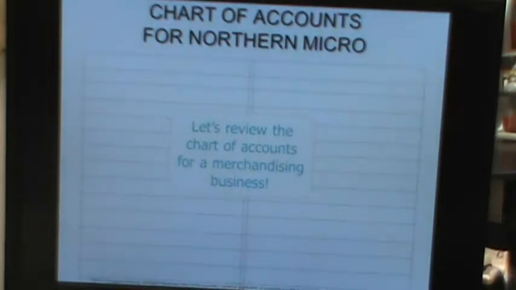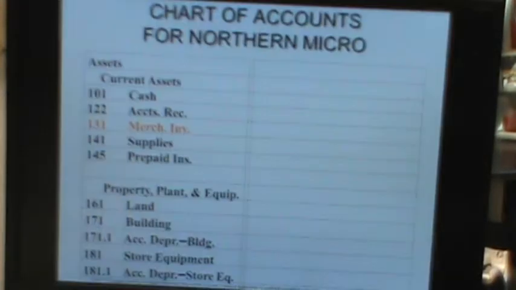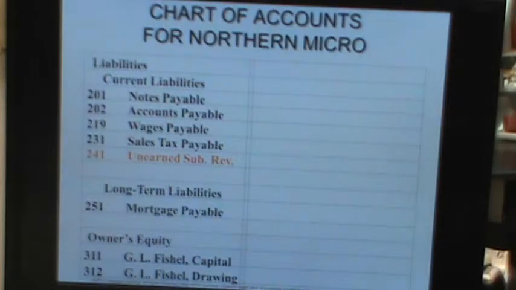So let's look at our chart of accounts. For a merchandising business, we always have merchandise inventory. That's going to be your new account that's not usually in your worksheet, but it only is for a merchandise selling business. In the liabilities section, you have unearned revenue. Unearned revenue is anything that you sell that you earn later. So shows are a really good example of that. Sporting tickets, like Denver Bronco tickets, aren't earned until the game is played.